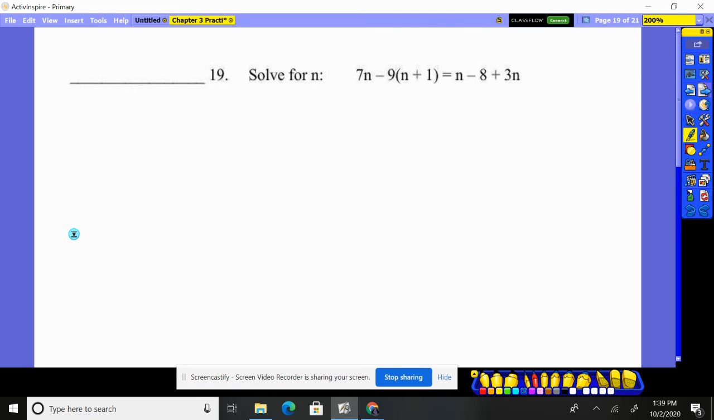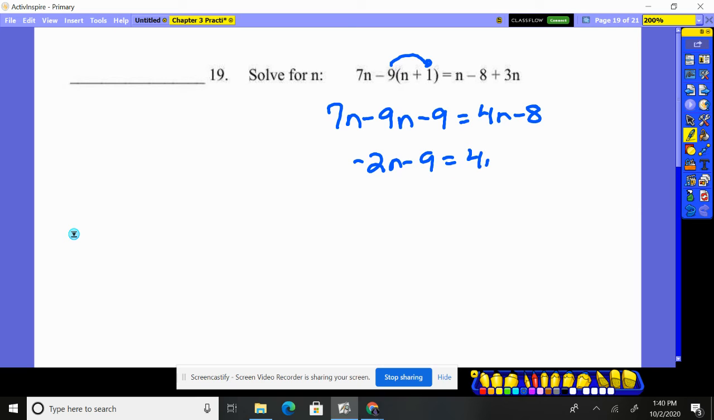19, we distribute the 9 through, so it's 7n minus 9n, and then that negative 9 times that's going to be minus 9. Over here, I get 4n minus 8. This gives me negative 2n minus 9 equals 4n minus 8. I now move my small. I'm going to add 2n to both sides. Doesn't look like the variable is going to disappear this time, does it? No, it's not. Equals 6n minus 8.